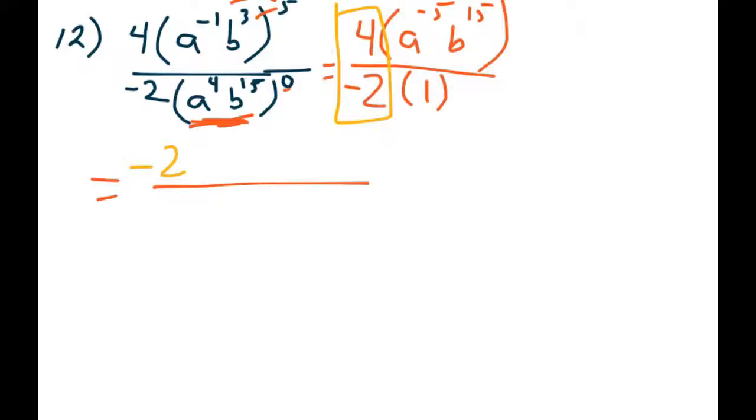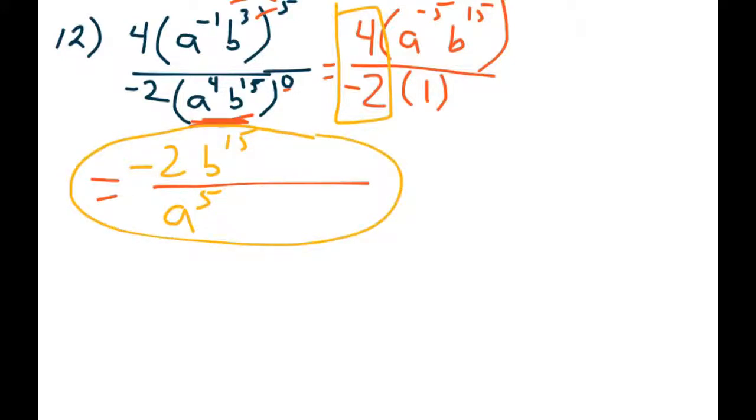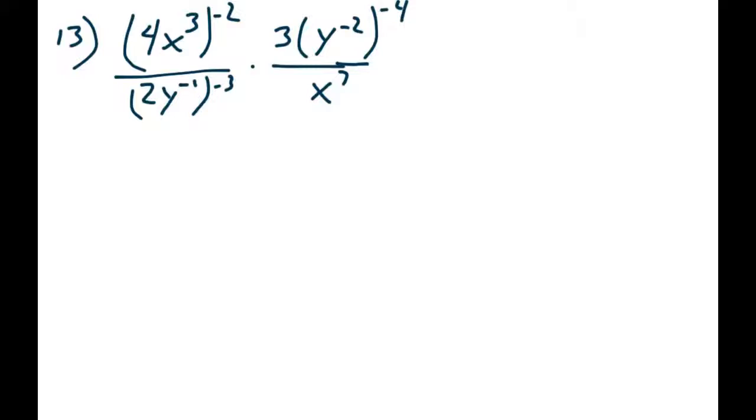A to the negative fifth will bring down into the denominator, make it a to the positive fifth, and b to the 15th can stay in the numerator. That's a positive exponent. And then that's it. That's as simplified as I need to go, or as I can go. All right, last one. This was the most complicated of all these.